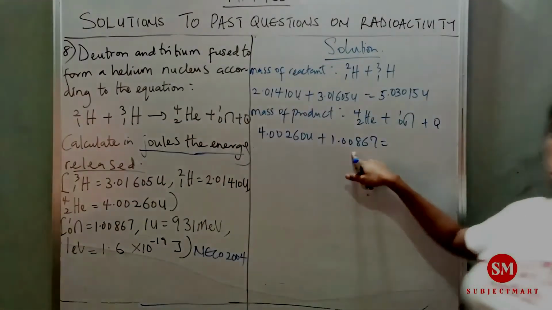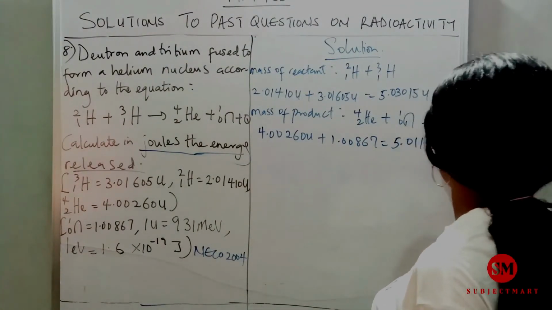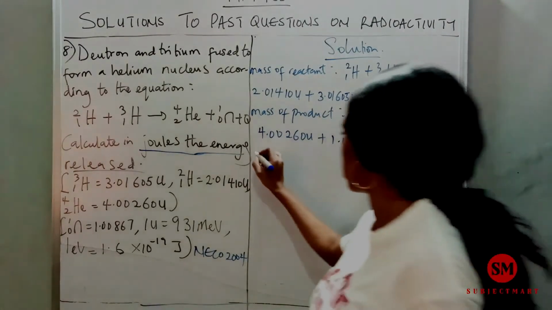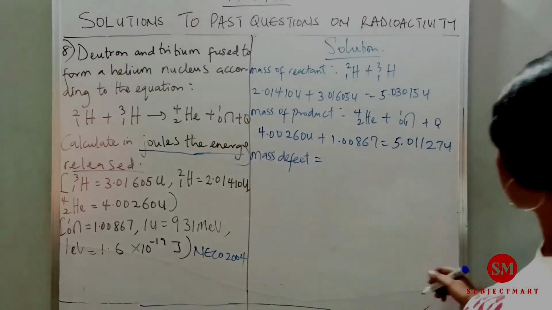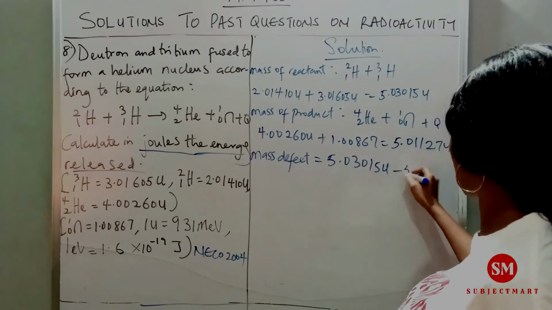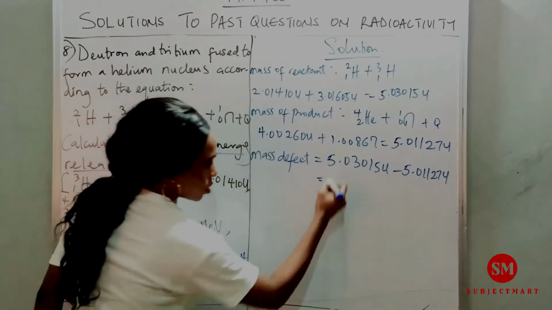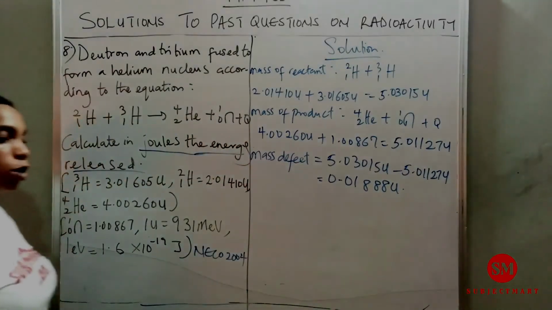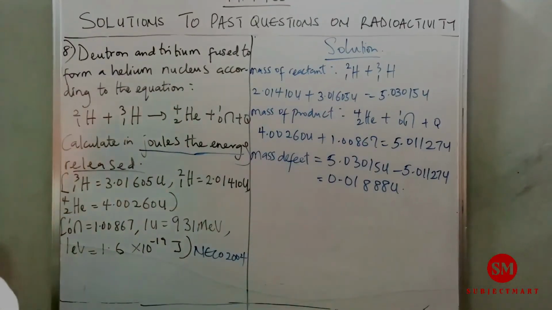Now, addition of these two is going to give me 5.01127. Don't forget, I told you that the mass defect is the difference between the product and the reactant. So the mass defect is equal to 5.03015 minus this 5.01127, and that will give me 0.01888. Now, if you look at it, we need to convert it from AMU to electron volts.